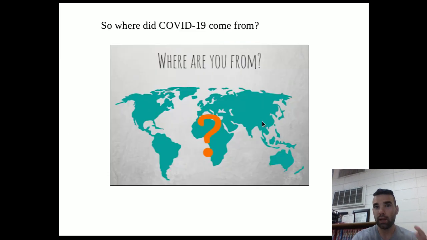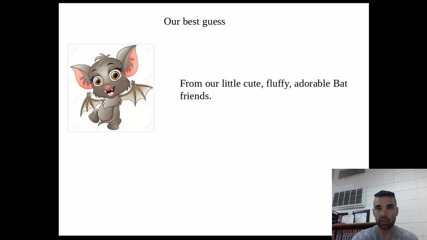Continuing on. So where did COVID-19, that's the other name we give coronavirus, where in the world did it come from? Currently our best guess is that it is in fact from China. Early scientists have been studying that and think it's from China, but not just from China. Our best guess is that it actually came from these cute, fluffy, adorable bat friends, right? Our little bats. But unfortunately, bats are not cute and they're not adorable. They're actually pretty nasty animals.